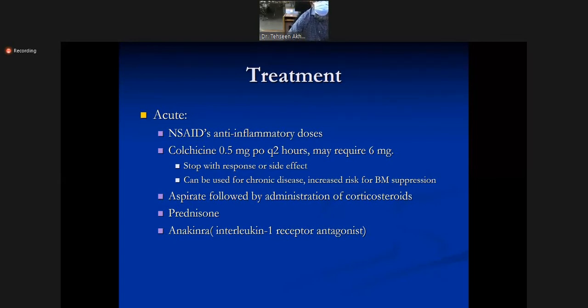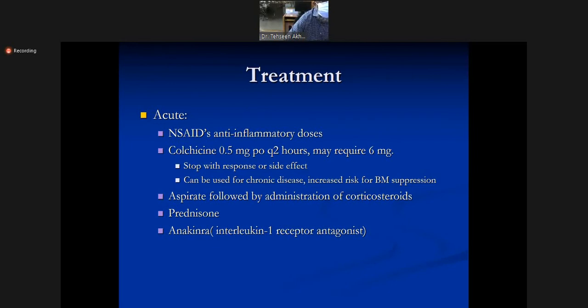When we aspirate, we start with the corticosteroid. After aspiration and diagnosis of acute gout, we start corticosteroid, and corticosteroid acts rapidly, and the patient's pain as well as the inflammation subsides rapidly. The most common drug used in Korea is prednisone, which you may use in oral form as well as IV, or intravenous.